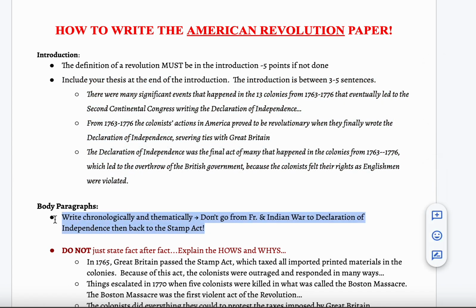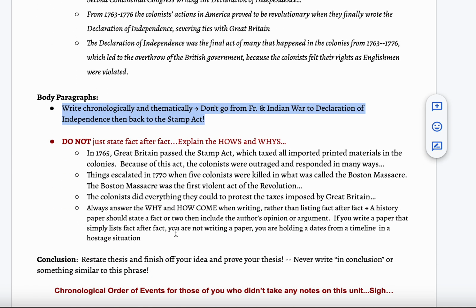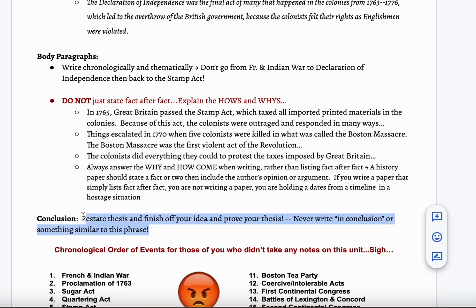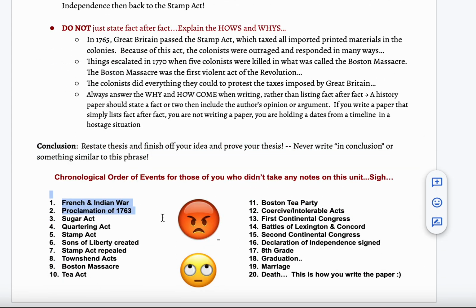Your body paragraphs, again, write chronologically and thematically. And then again, do not just go fact after fact after fact. And then restate your thesis in the conclusion. And for those of you that have been paying attention the past 2 weeks, all right, this is the chronological order of the American Revolution. So if you can't figure that out, I can't fix you. That's how you write the American Revolution paper.